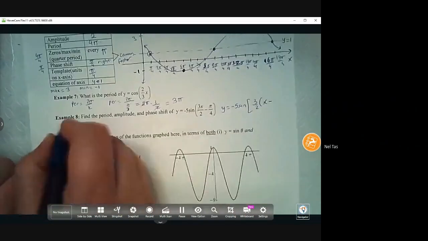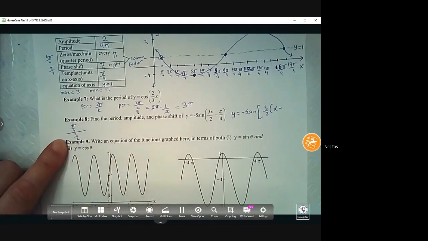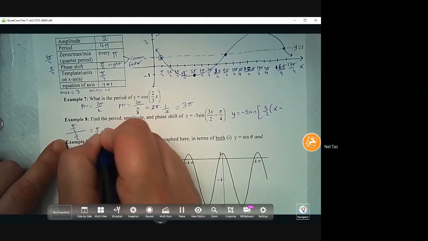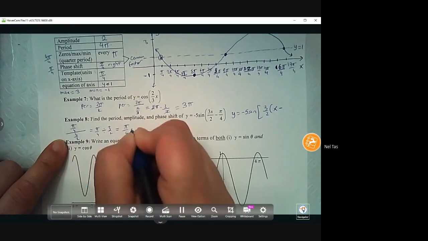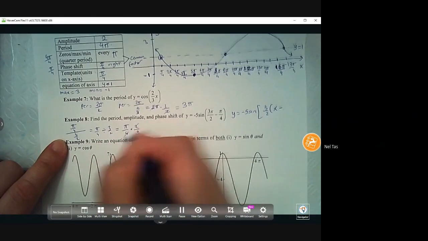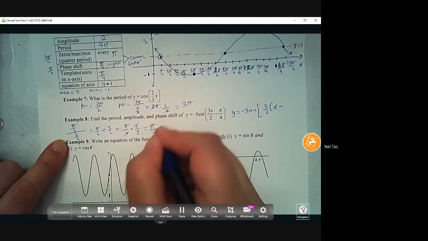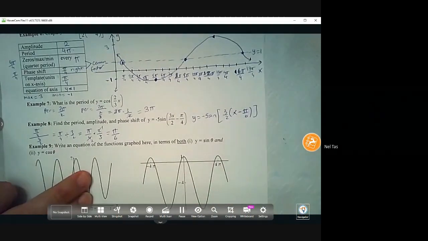So we are going to divide pi over 4 by 3 over 2. That gives you pi over 4 times 2 over 3. If you simplify the 2 and 4, you end up with pi over 6. So x minus pi over 6 goes here.